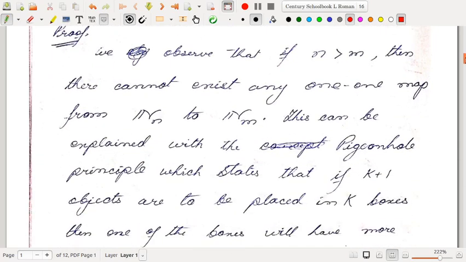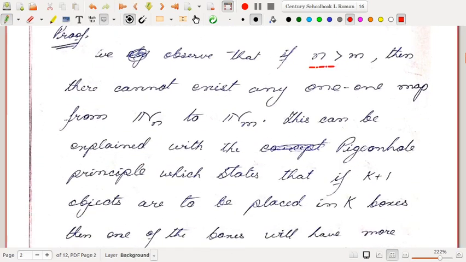So we observed that if n is greater than m, then there cannot exist any bijection, or any 1-1 map, from N_n to N_m. So if there are more elements in 1 up to n, you cannot construct any bijection from the set 1 up to 10 to the set 1 up to 5. This cannot be done.